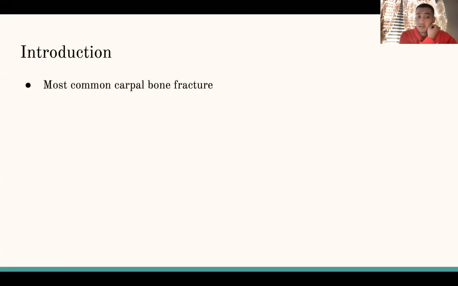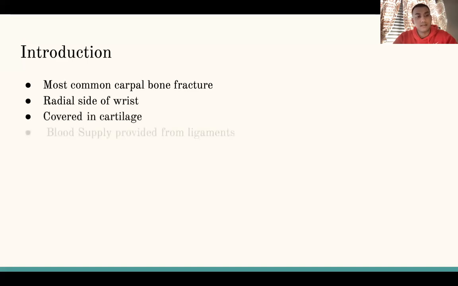Of all the carpal bones, the scaphoid is the one that's most commonly fractured. It's located on the radial side of the wrist, and it also serves as a bridge for the distal and proximal carpal rows. A good majority of the scaphoid is covered in cartilage, I think it's about 80%. And the ligaments that surround the scaphoid are what provide it with its blood supply.